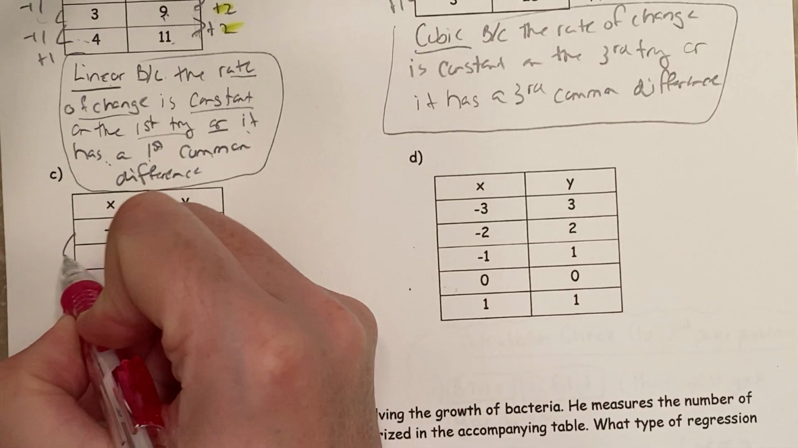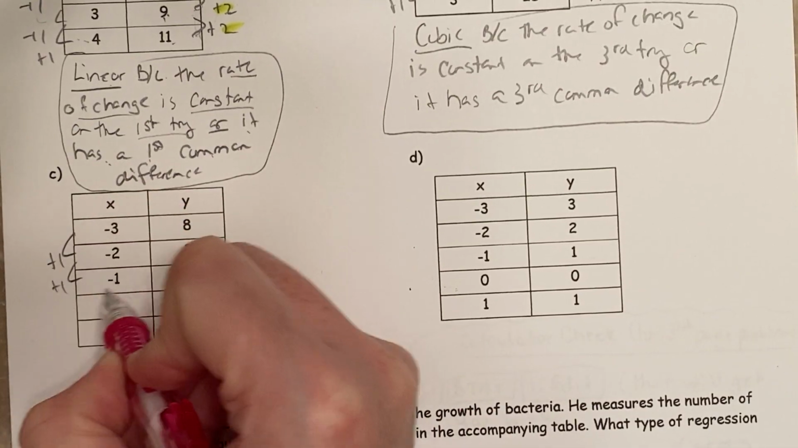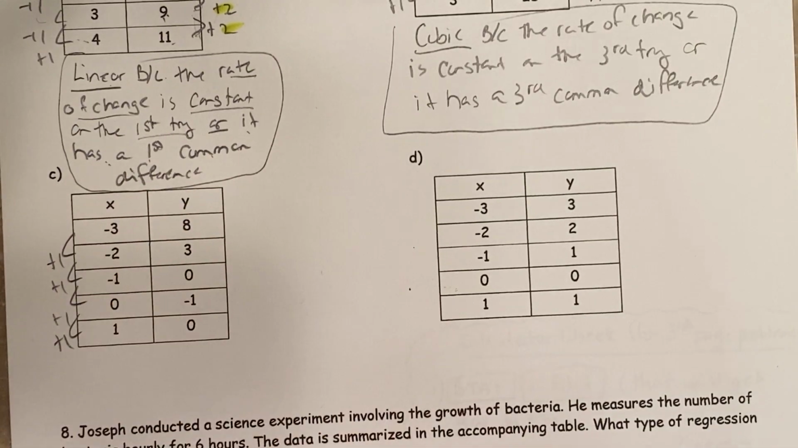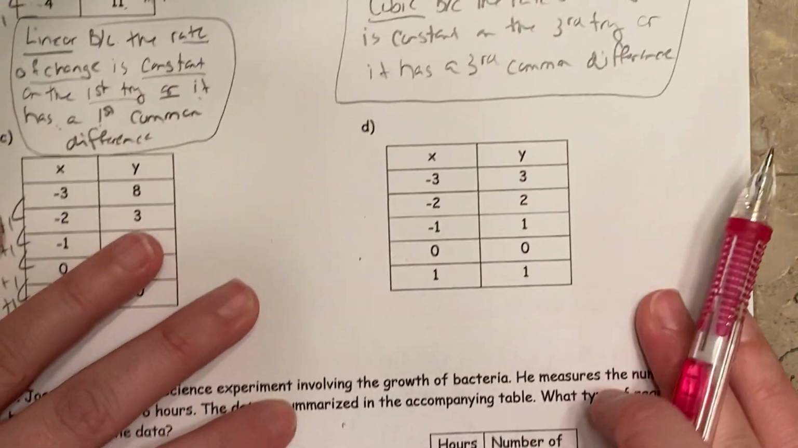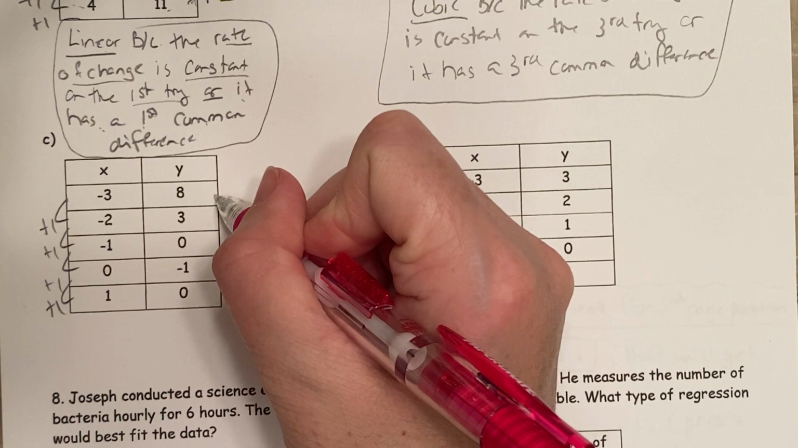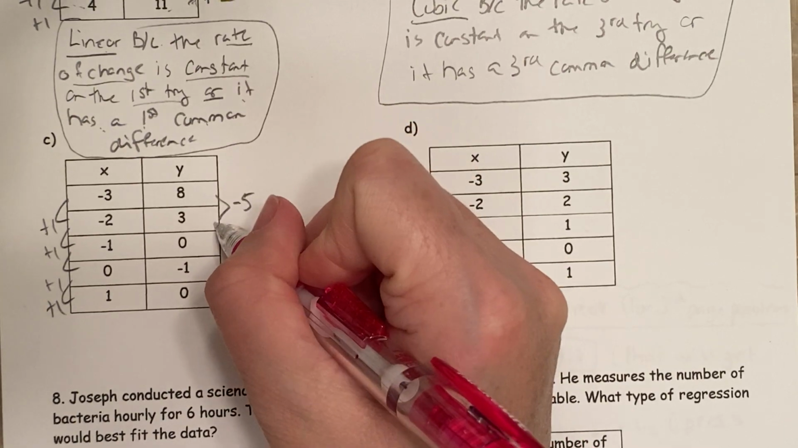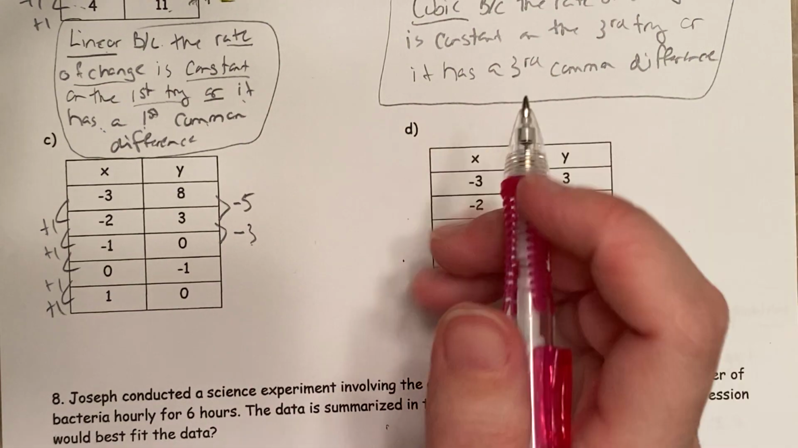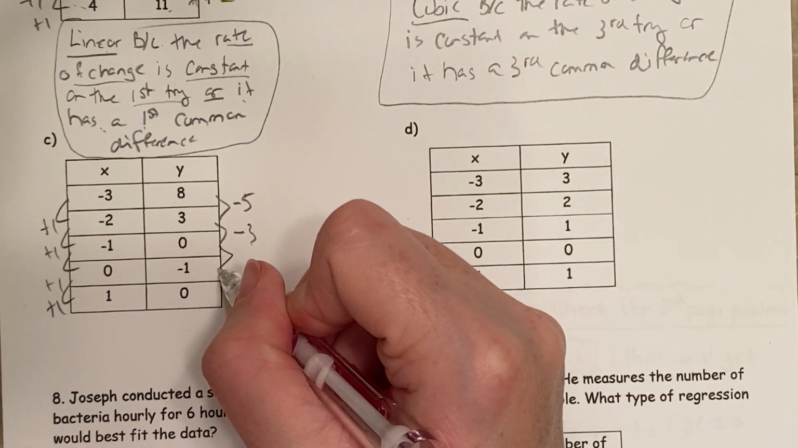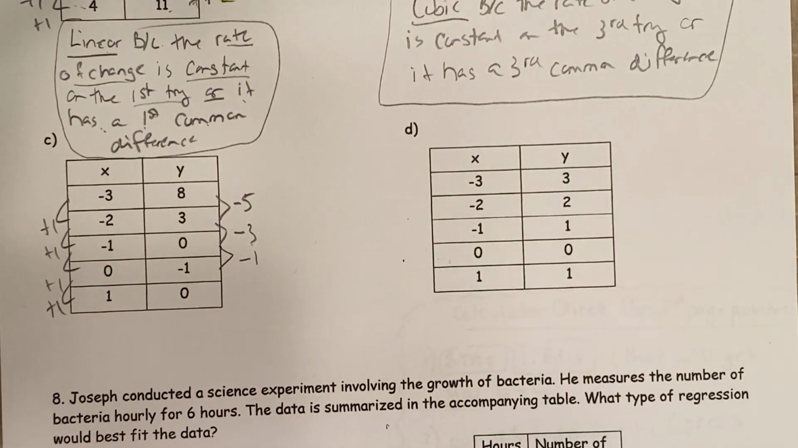Next one. Again, notice they all go up by 1. That's how I can use this little bit of a shortcut, little bit of a trick. So 8 to 3 is -5. Then this is -3. Okay, so there you go. It's not linear. It's not the same on the first try. The rate of change is not constant on the first try.